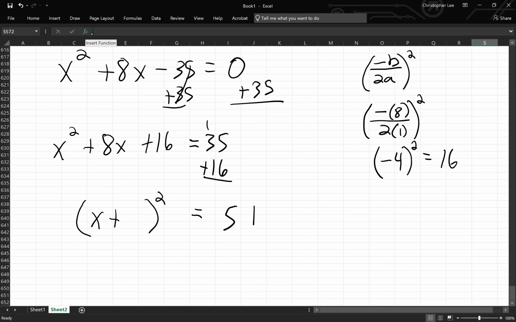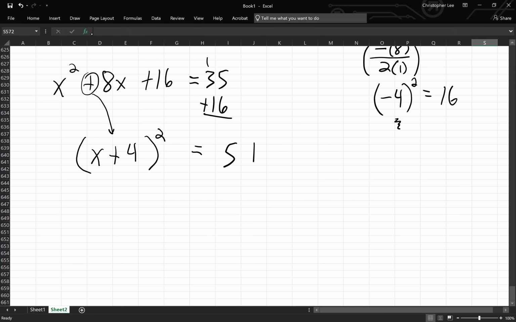x plus 4. Very good. All right. My b term is positive. Boom. And the number that I squared over here was 4. All right, that's simple. And after that, just solve for x. Keep it simple, right? Just solve for x.